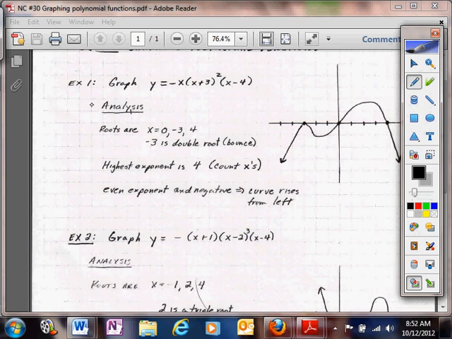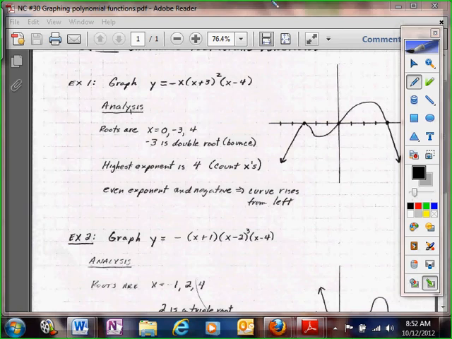What you may be given on a quiz or a test or a homework assignment is a problem that tells you to graph the function y equals negative x times (x plus 3) all squared times (x minus 4). And so you have to use all of the topics that we just talked about from note cards 27, 28, and 29 and put it all together to be able to come up with this graph. So how do we do that?